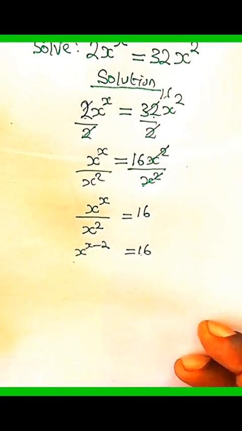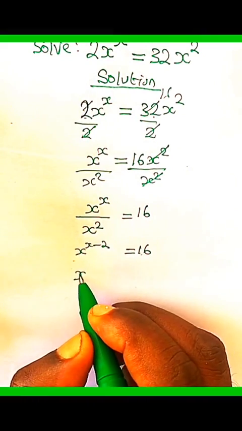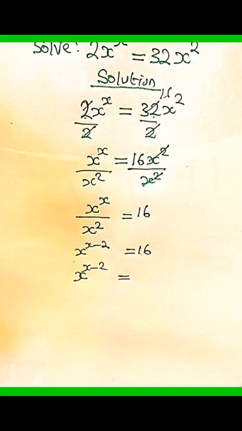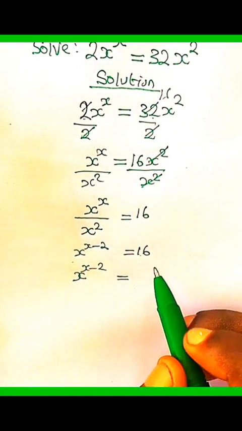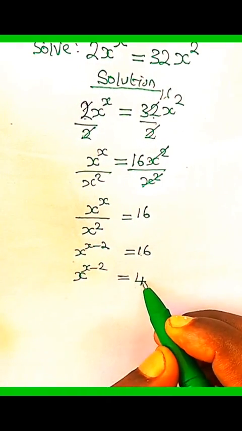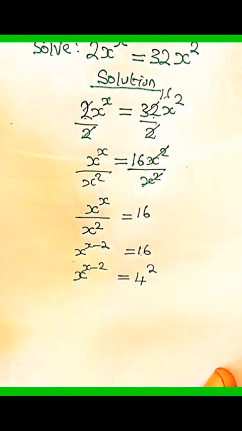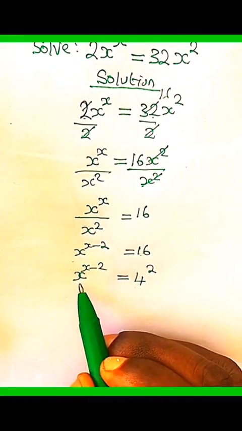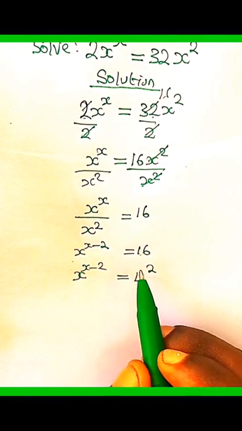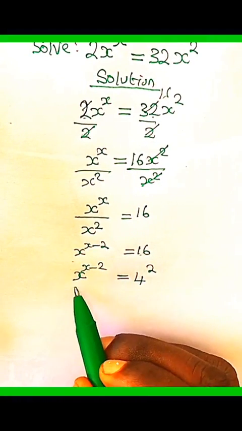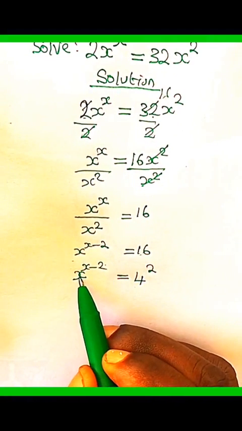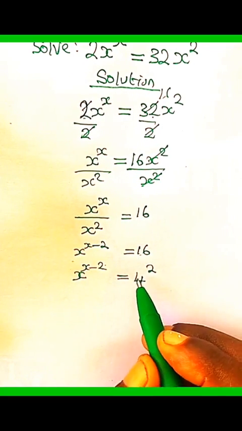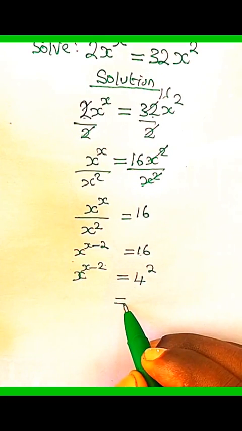We are making progress. The left hand side still remains x^(x-2) equals 16. Let us break this 16 into 4 squared. But we have a problem here: the bases are not the same and the powers are not the same. But look at it. On the left hand side, the base is x and the power is x minus 2. So can't we do something legal here?